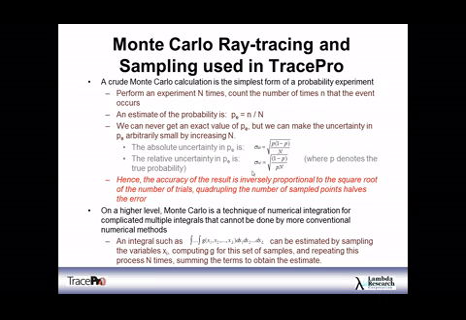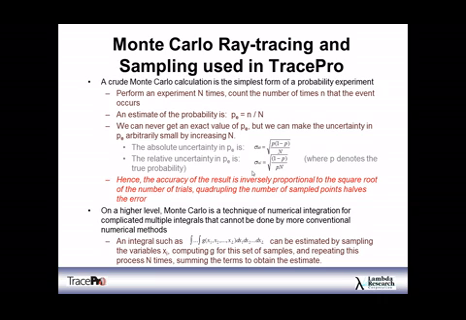If you want to look at the absolute uncertainty, you can take a look at the equation shown on the screen there. And the relative uncertainty is also shown, where P denotes the true probability. So in TracePro, if you're tracing a lot of rays, you want to know what your error amount is for this particular calculation. The accuracy of the result is inversely proportional to the square root of the number of trials. So for instance, if you have a 10% error in your calculation on an irradiance map, if you want to reduce that to 5%, you need to quadruple the number of rays that you're tracing to do that.